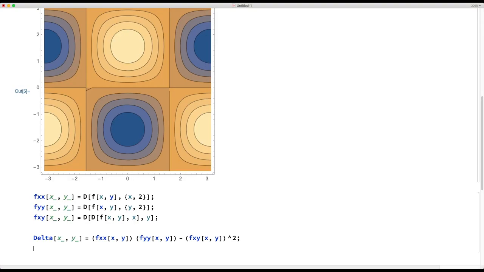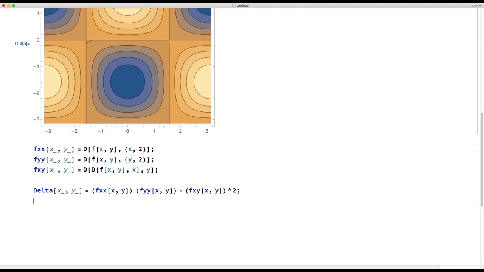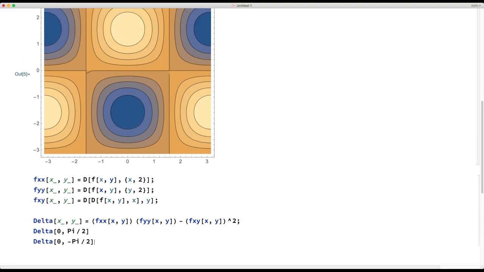Okay, and we've already found the two critical points, or we think we have, right? So here is pi halves in the y direction or negative pi halves for this other one. So the two points we want to consider are 0, comma pi halves, and this one, okay? The first one, 0, comma pi halves, is the suspected location of the maximum, and the other one is the suspected location of the minimum.